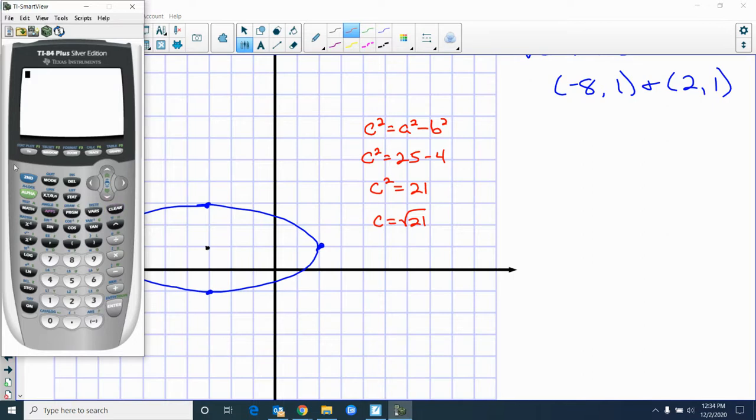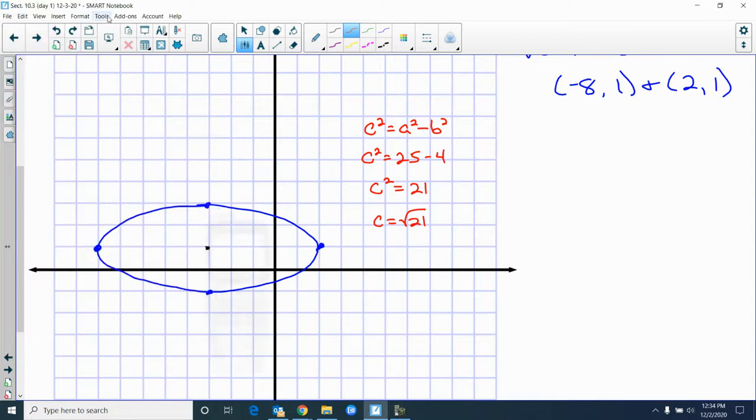You do need to accurately graph it. So all I'm going to do is see what the decimal equivalent is. It's about 4.6. So I'm going to go 1, 2, 3, 4.6. Put a little asterisk. Same thing over there. All right, now to label those.